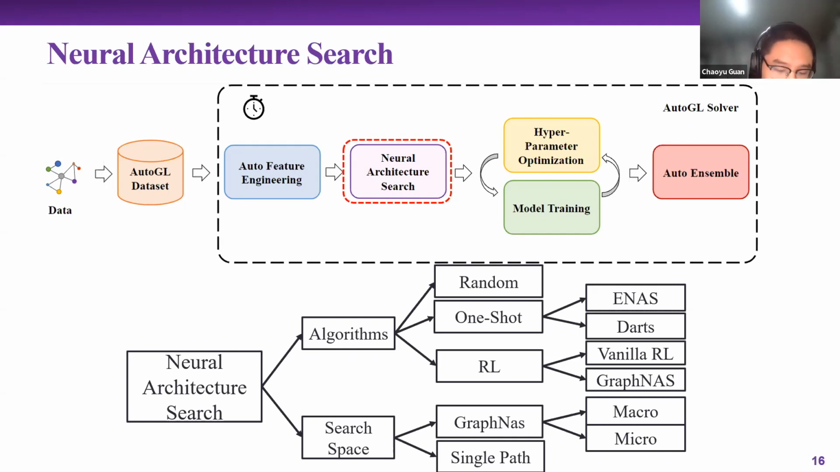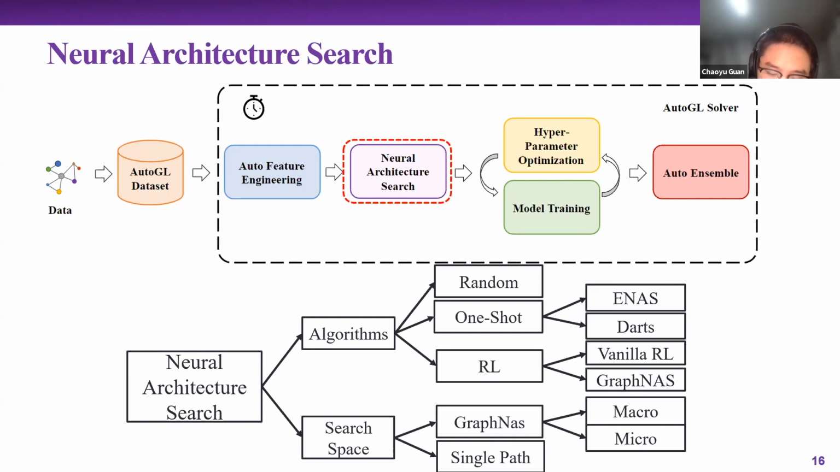In more detail, the one-shot based search algorithms include the famous algorithms in computer vision, like efficient neural architecture search and differentiable architecture search. The reinforcement learning based algorithms contain basic reinforcement learning methods from the computer vision area and the GraphNAS methods proposed specifically for graphs. While for search space, we mainly support 2 kinds of space for graph neural architectures.